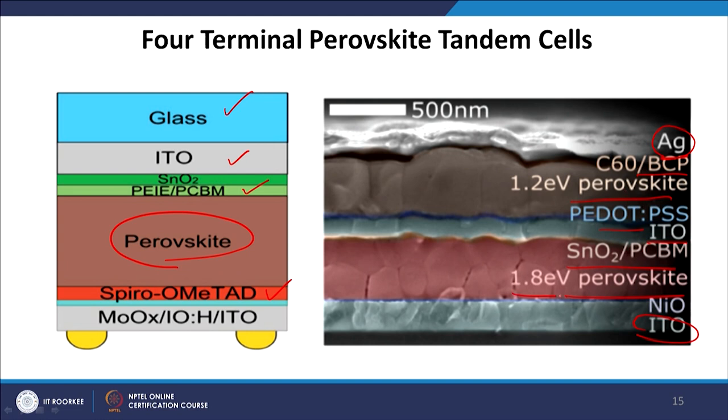One is a 1.8 electron volt perovskite, one is a 1.2 electron volt perovskite. Now, we know to make a perovskite solar cell, let us say for the top solar cell, this is the first solar cell.